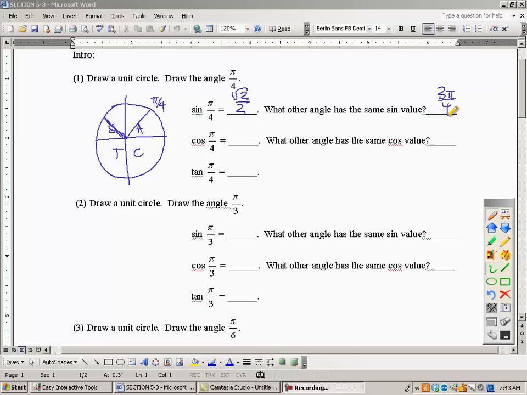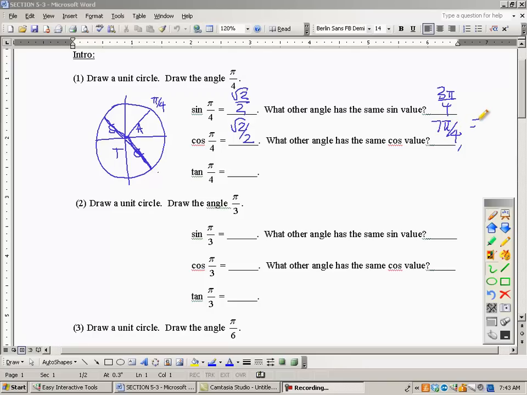We're going to do the same thing for cosine and tangent. So cosine of pi over 4 is the square root of 2 over 2. Where else is cosine positive? Cosine is positive in the fourth quadrant, and so this is the angle of 7 pi over 4.